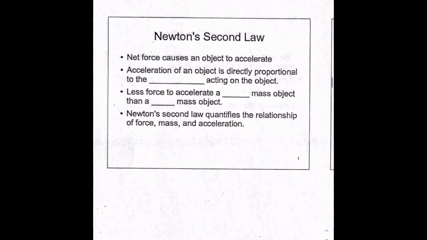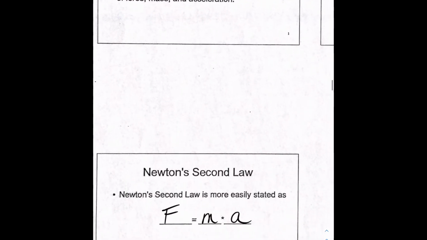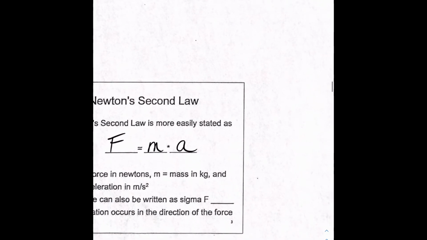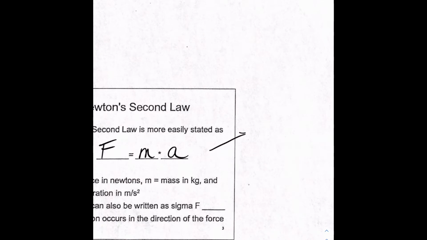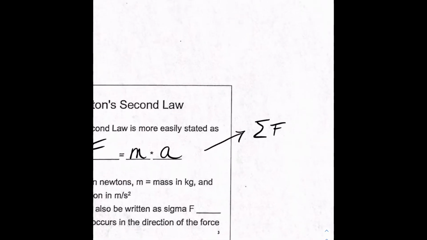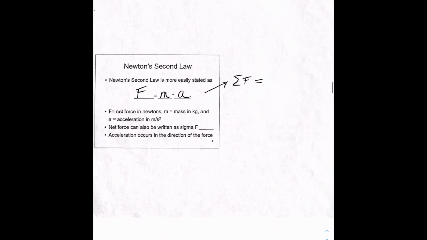It says Newton's second law, net force causes an object to accelerate. So one thing you've seen already in this class is that we like to write this as sigma F, right, is equal to, and maybe it's written for one direction, sigma Fx equals max. So we like to write it like that.